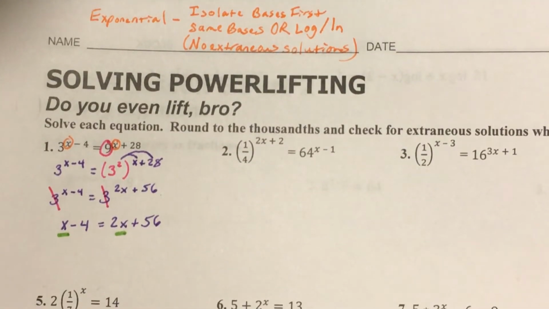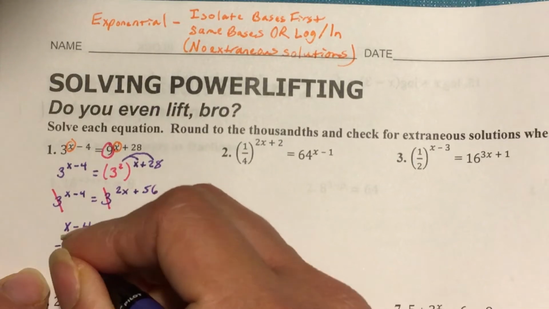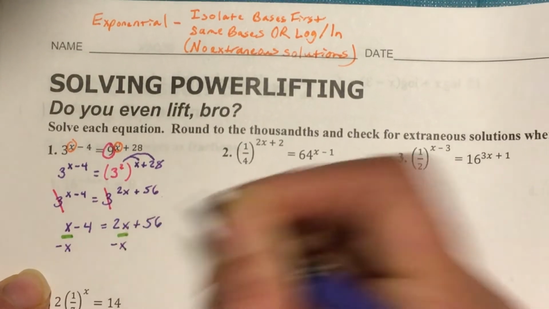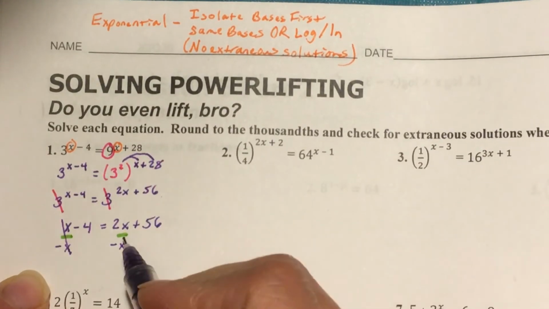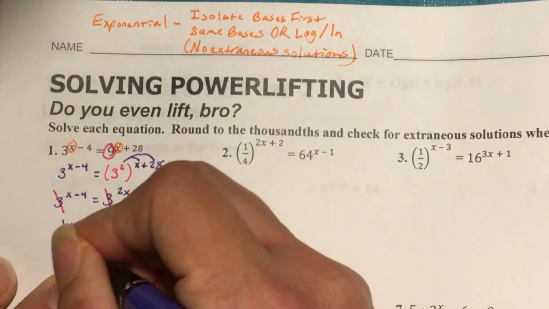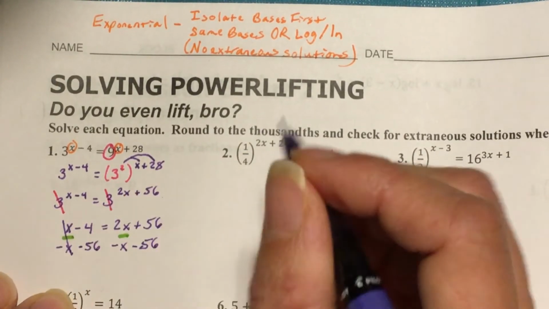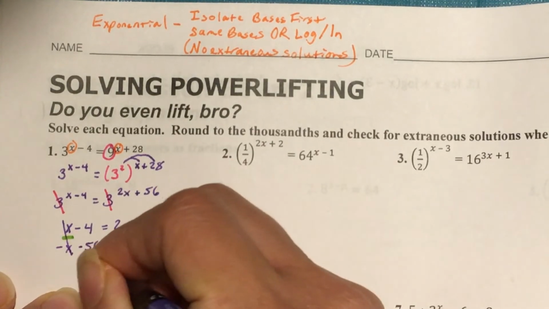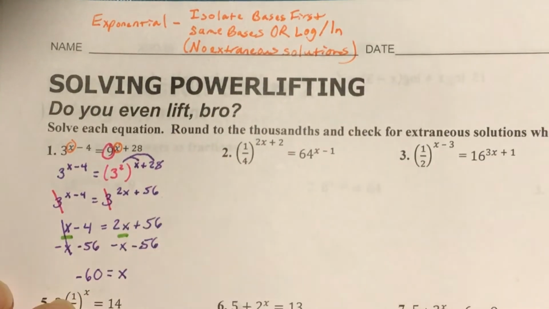So now that I'm looking at this ground level equation, how do we solve for x? Well, we want to try to isolate x. So let's go ahead and move our x's over to the same side. So I'm going to subtract x, because I like to keep my coefficients positive. And then I'm going to move that 56 over to the left side. So negative 60 equals x.